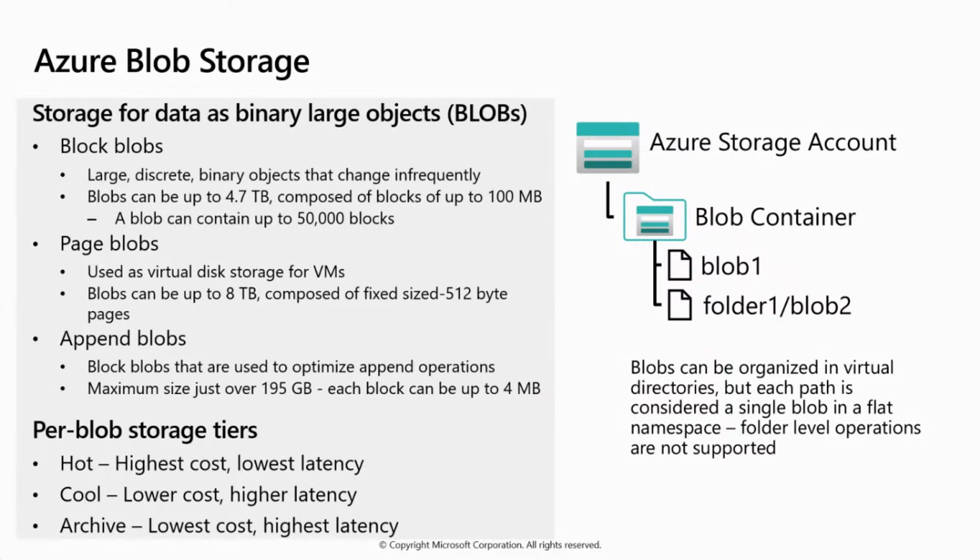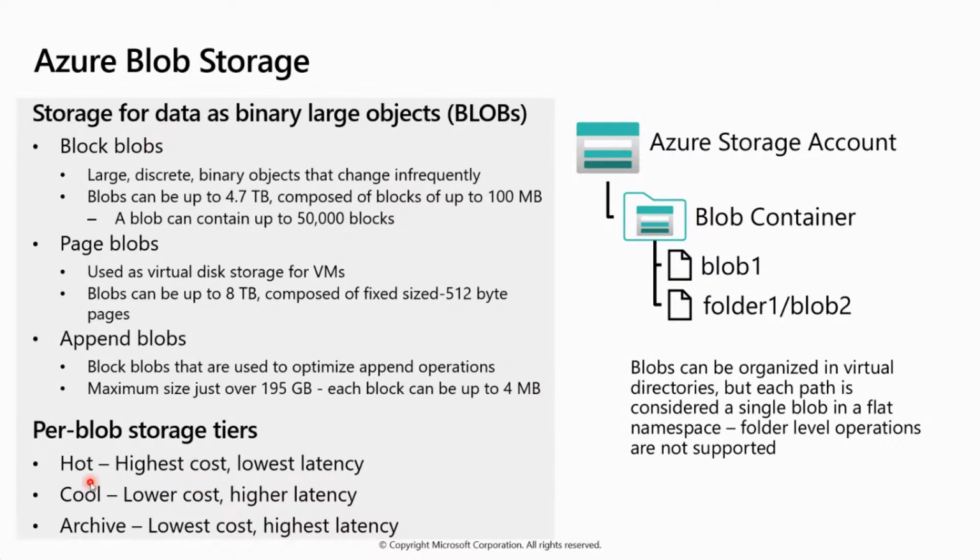So for example, this particular blob will provide three kinds of tiers: hot, cool, and archive. Hot is the highest cost, lowest latency. Cool is lower cost and higher latency. And archive is the lowest cost and highest latency. So based upon your budget, purpose, and requirement, you can consider these.